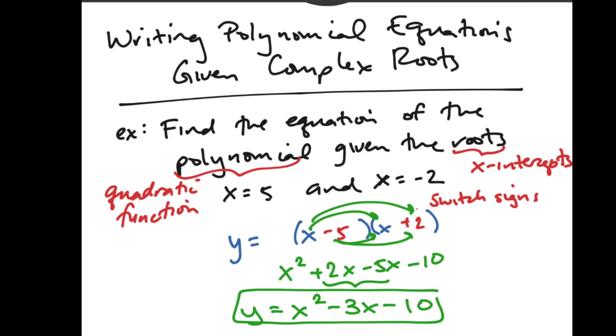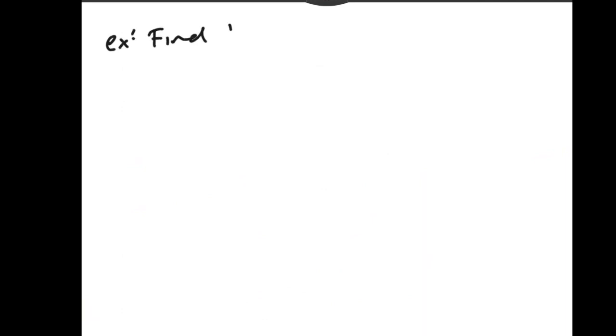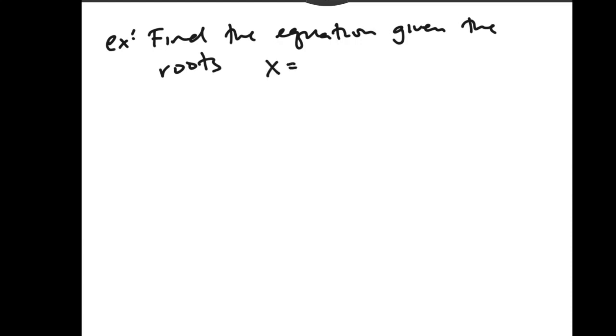So let's apply the complex roots as our answers. So let's try this one. Find the equation given the roots x equals 3 minus 2i and x equals 3 plus 2i.